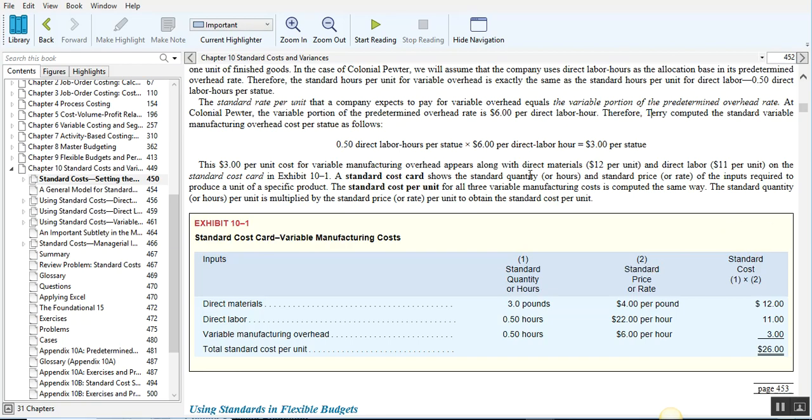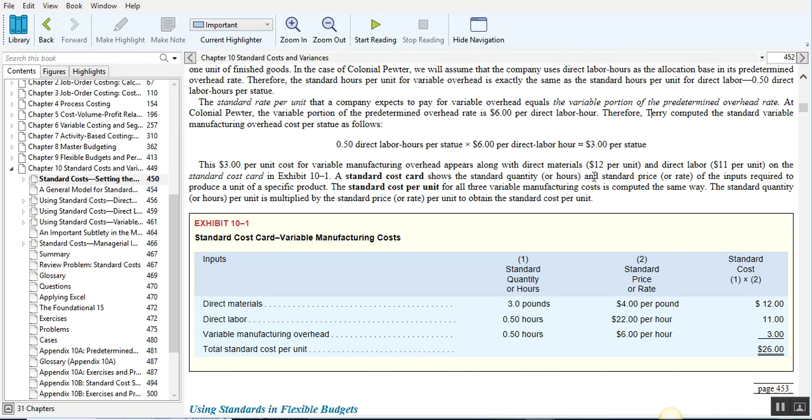So we have the direct materials cost of $12 per unit. This is how we come to the total standard cost. We have $12 per unit for direct materials, $11 per unit for direct labor, and those are going to make up our standard cost. And then we add in $3 per unit for overhead.